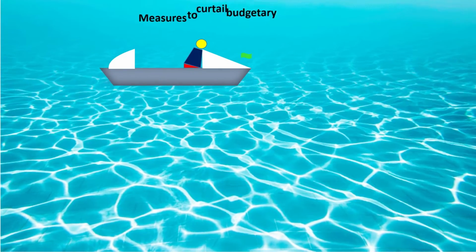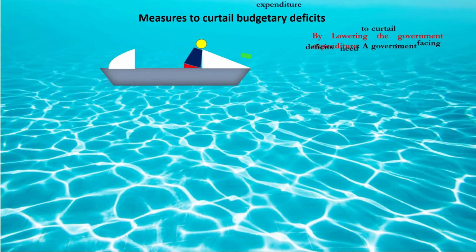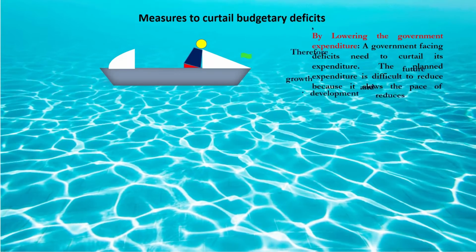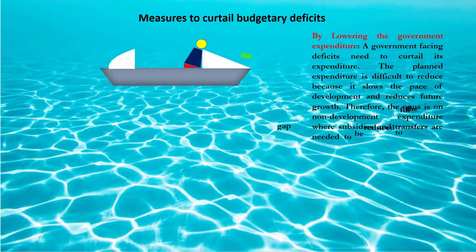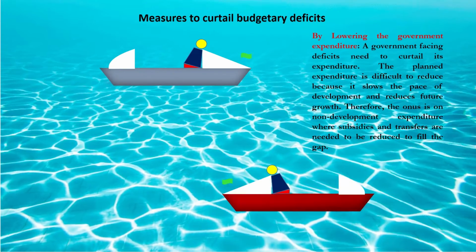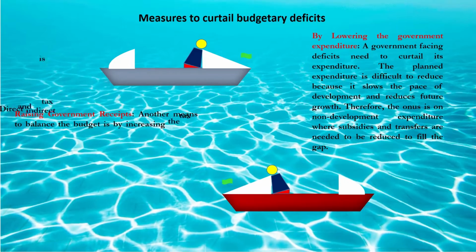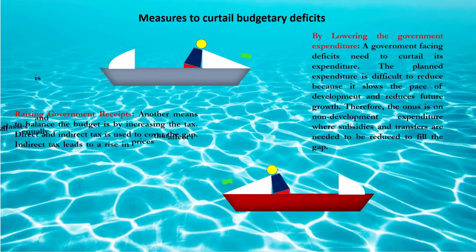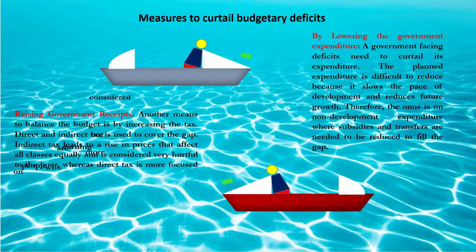Measures to curtail budgetary deficits. 1. By lowering government expenditure. A government facing deficits need to curtail its expenditure. The planned expenditure is difficult to reduce because it slows the pace of development and reduces future growth. Therefore, the onus is on non-development expenditures where subsidies and transfers are needed to be reduced to fill the gap.